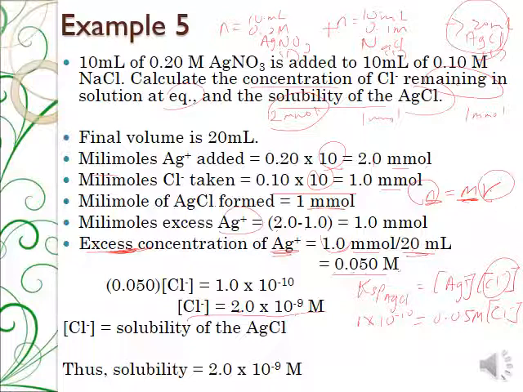Next, the molar solubility of silver chloride. The molar solubility is represented by the concentration of the chloride itself, the one that is limiting, not in excess. Limited in quantity, the limiting factor. So in this case, the molar solubility is 2 times 10 to the power negative 9 molar.